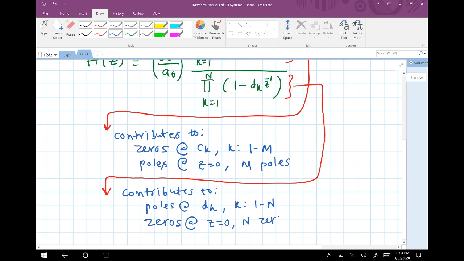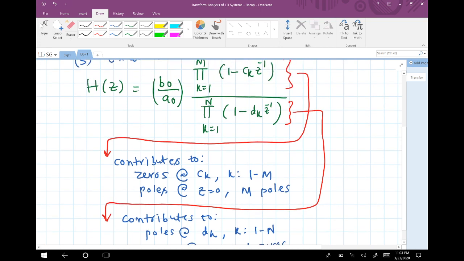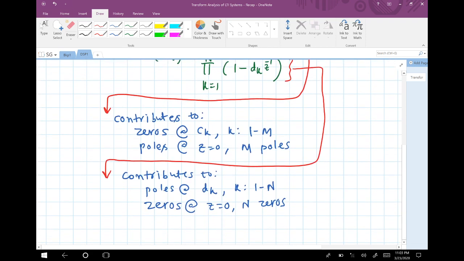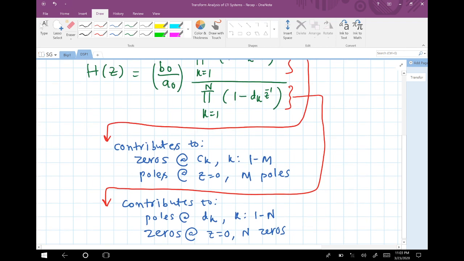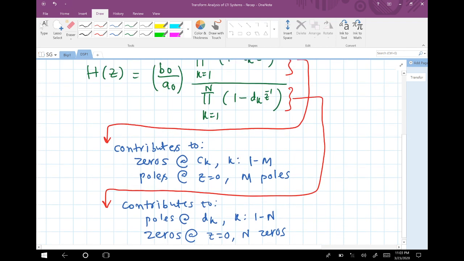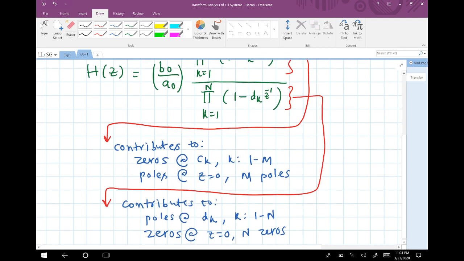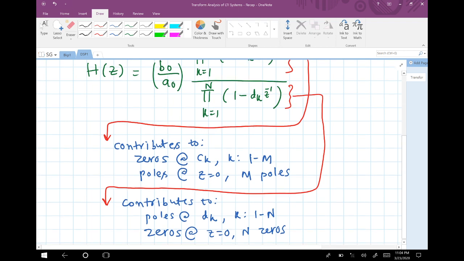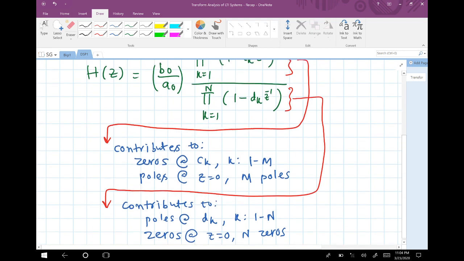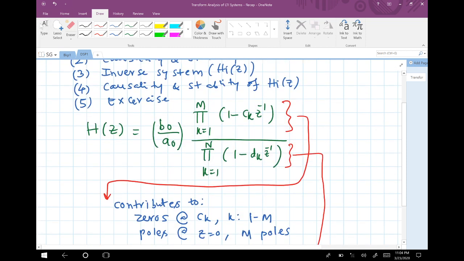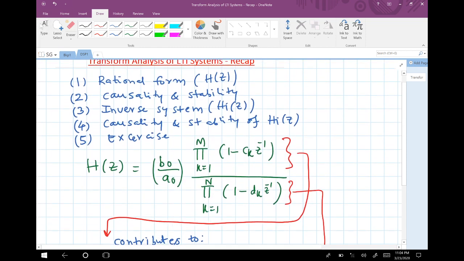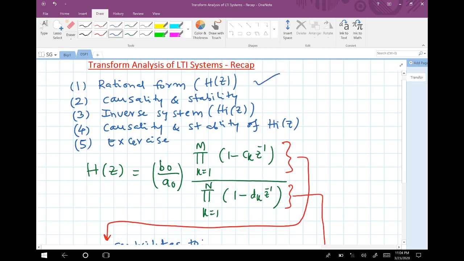N zeros are there. Now assume that this m value is greater than n. That would eventually result in these n zeros getting cancelled by n out of those m poles, and what you will be left with is m minus n poles at z equal to 0. You could do a similar analysis even when n is greater than m. So that's the first form, the rational form of H of z.